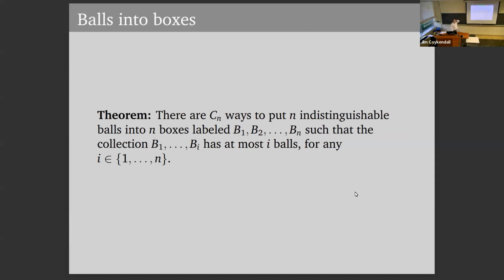Yeah, it's also a theorem. This balls in the boxes problem is counted by the Catalan numbers. I'm not going to go through the proof of that, at least not now.